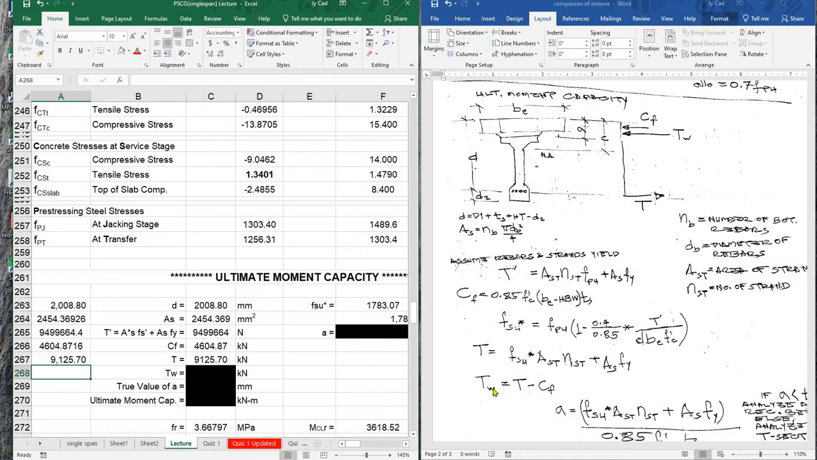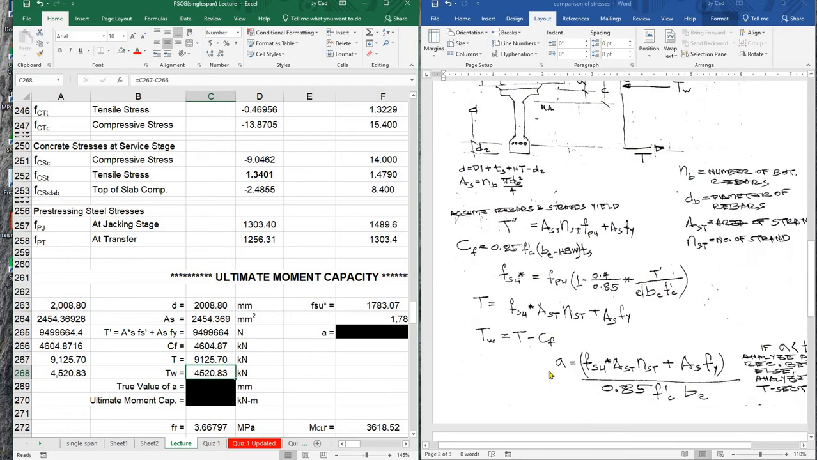Next, TW, this is the tension force that is equal to capital T minus CF. That is 4520. Let's uncover. Okay, tama. Next is, dito na tayo sa A.